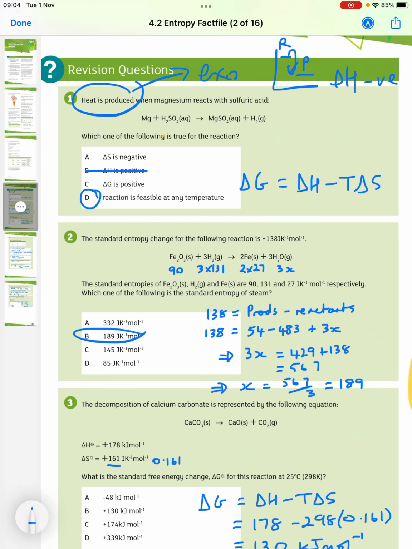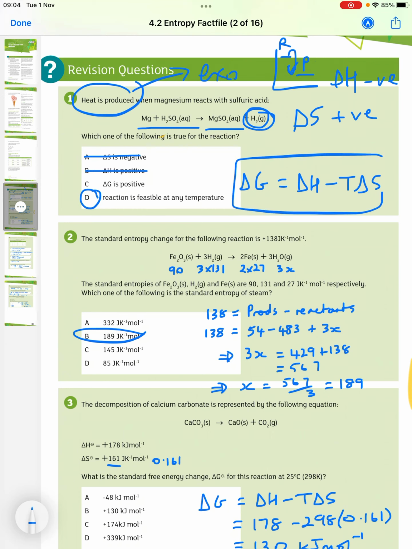A, delta S is negative. Well, we're going from a solid and a solution to a solution and a gas. So that means there's more disorder in the gas, or more randomness in the gas. So delta S is positive. So A is not correct. When we look then at delta G, how we work it out, delta G is delta H minus T delta S. If delta H is negative and delta S is positive, then delta G is never going to be positive, so that can't be correct. So it's D, the reaction is feasible at any temperature.